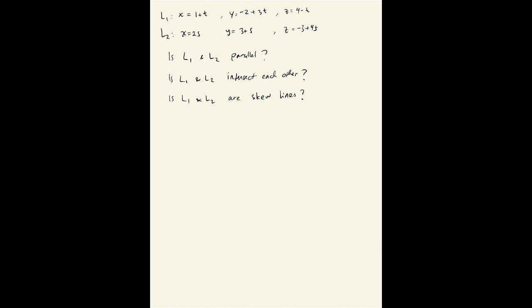So skew lines means they do not intersect, they are not parallel. So they're apart. What is S? It's the parameter, same as T, but I need to differentiate because it is two lines. I need to show it's two lines.